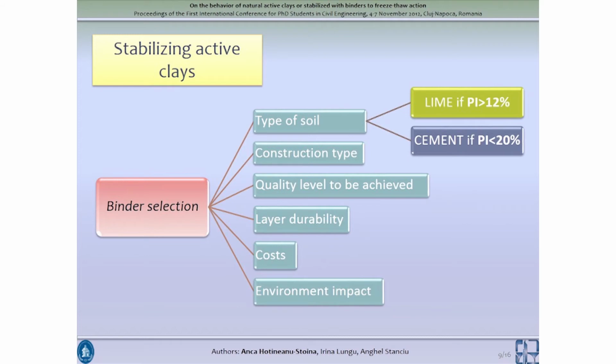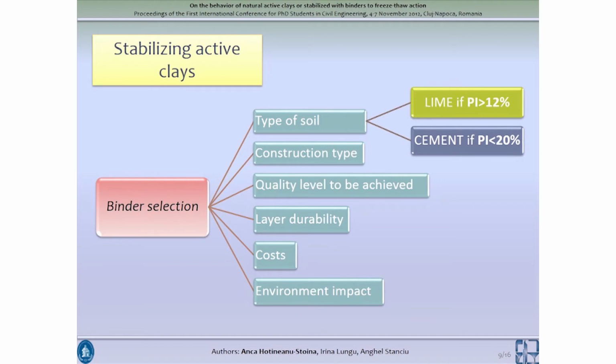Like soil stabilization. The first step in order to have a chemically stabilized soil is to select the binder, and for that we have to consider a series of factors such as the type of soil. If we have a soil with a plasticity index higher than 12%, we will choose lime, and if we have a soil with a plasticity index lower than 20%, we will choose cement.